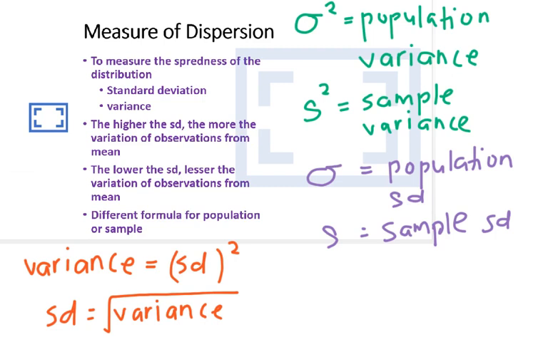Now we move on to the last subtopic, which is the measure of dispersion or measure of variation. The measure of dispersion measures the spread of the distribution, meaning that you measure the spread of the values of your data or observations from the mean. The farther the data values are from your mean, the bigger the value of your measure of dispersion.